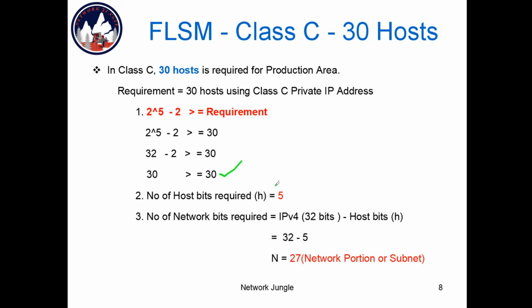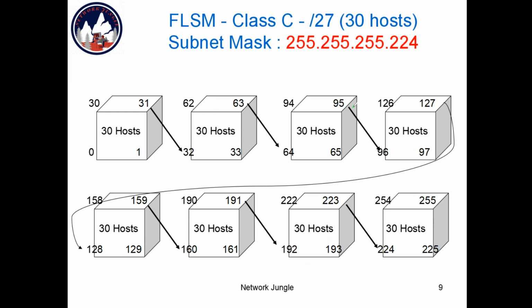So we can take 5 bits in the host portion. Out of 32 bits, 5 bits are in the host portion, so the remaining 27 bits are in the network portion. That is the /27 subnet for 30 valid IP addresses. Next, 256 divided by 32 is equal to 8. We get 8 network segments for the single subnet.